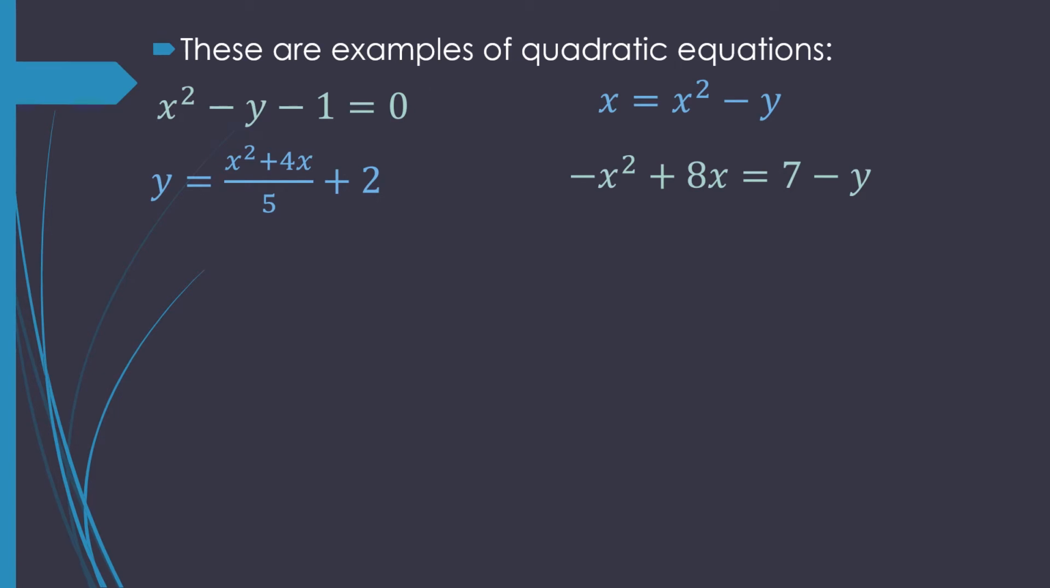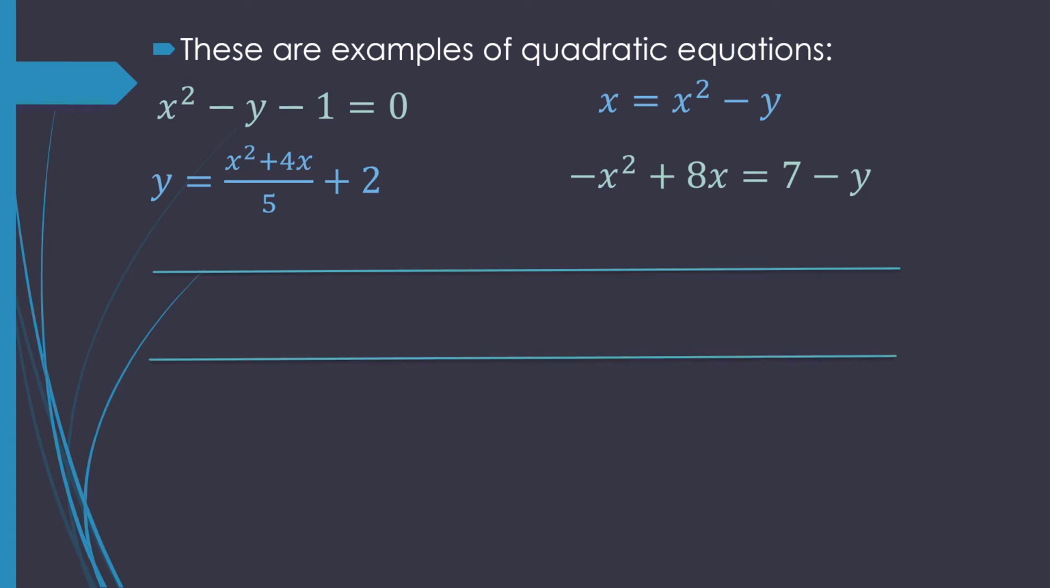Now, there are some cases that the given quadratic equations are not in their standard form, which is the form of y = ax squared plus bx plus c. Notice example number 1 will be y = x squared minus 1.